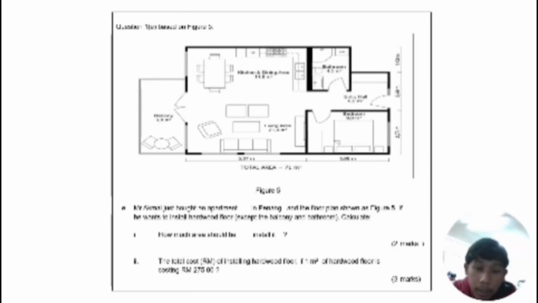Then we look at figure 5 that told us the area of every part of the apartment, which is the balcony is 6.8 meter square, the kitchen and dining area is 40.8 meter square, the living area is 21.4 meter square, and the bedroom 9.6 meter square, and the bathroom is 4.5 meter square. So after that, we look at the solution.